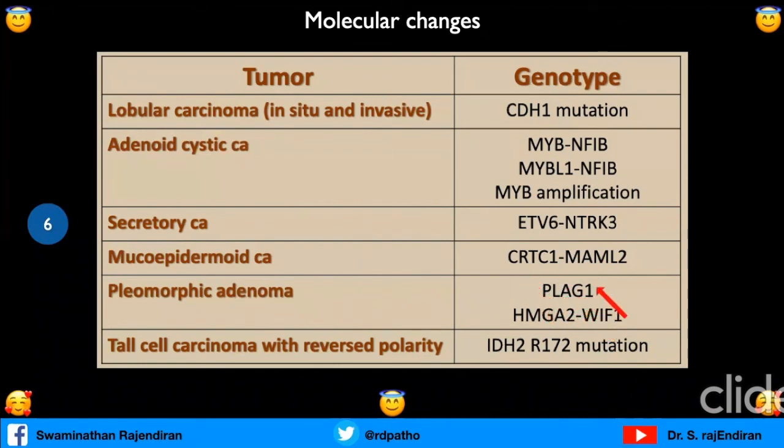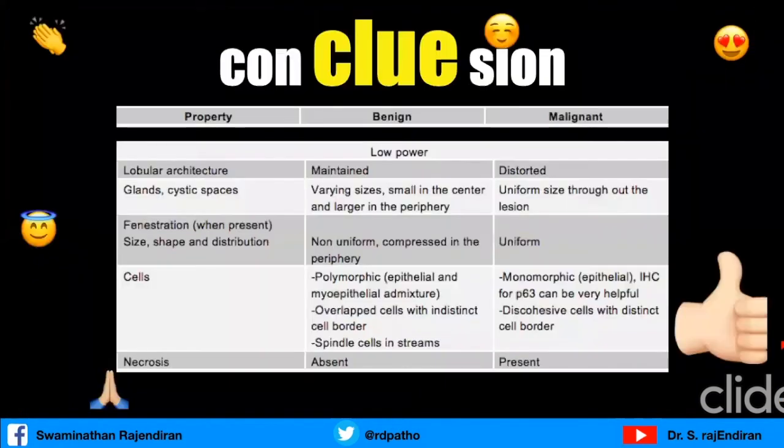Okay, very easy. If they mark all the markers like this, for example, mucoepidermoid, MAML2, mucoepidermoid associated marker. No need to memorize them. Tall cell carcinoma, I already showed you the IDH2 R172 mutation. Okay, please take a snap of this. These are all the proven molecular changes. A lot of molecular changes are happening in breast, but these are proven. Okay, and they help in the diagnosis, and they will help you in deciding the treatment also.